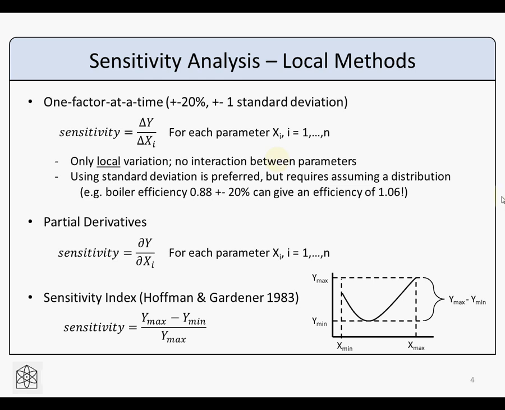What you'll do is take the minimum value of your parameter and the maximum value, vary the simulation across that range, and see what happens with y. You'll see the maximum value it attains and the minimum value it attains. You subtract those and divide by your maximum, and that gives you a sensitivity.